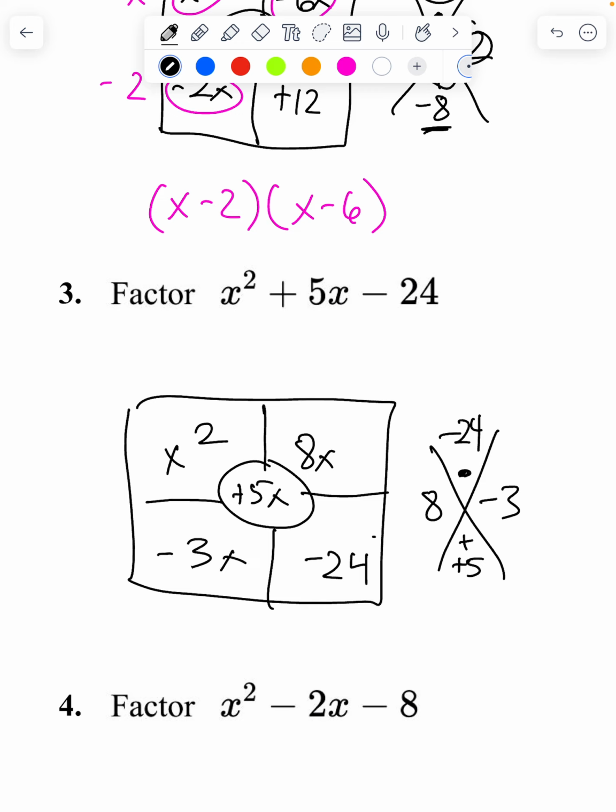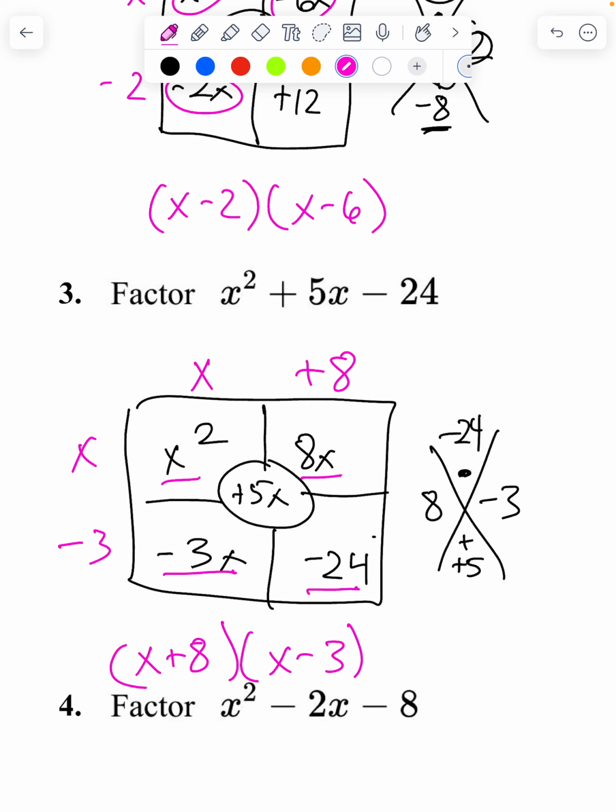Answers are going to be on the outside once I've done this. So x times x, that checks. X times positive 8, yep. And then x times negative 3, yep. And negative 3 times 8 gives me negative 24. So I got x plus 8, x minus 3.